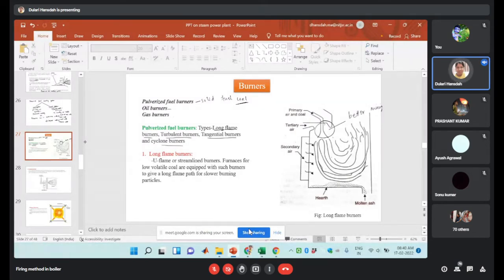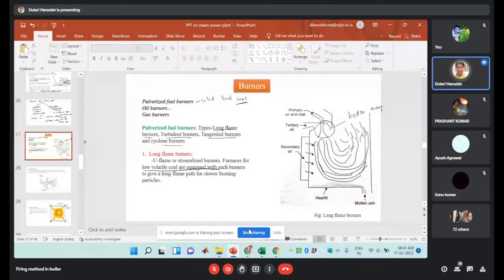In this case, we are using low volatile fuel, that is your coal, which can give you the long flame structure, and the burning will be a little bit slower. On the other side we are providing the secondary air so that the path of the flames will be longer. Here I have written that U flame or streamlined burners are used in this case. Furnaces for low volatile coal are equipped with such burners to give a long flame path for slow burning particles. So that is all about your long flame burners.